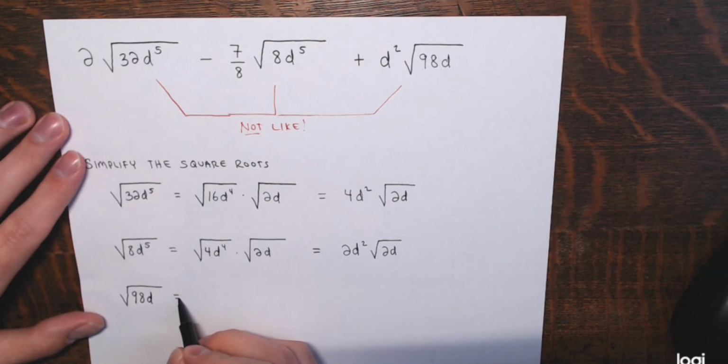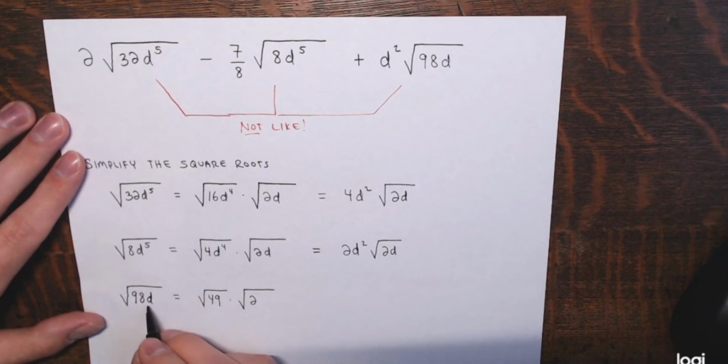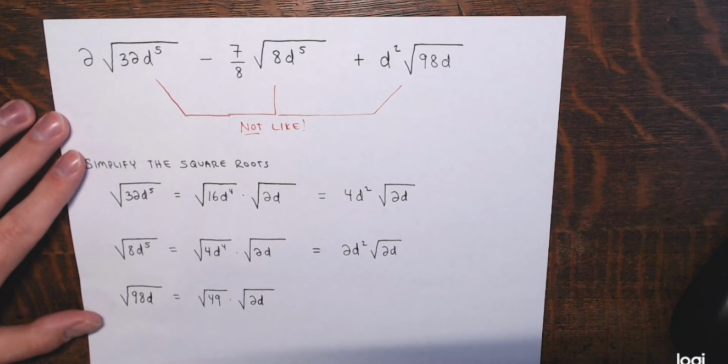Again, I'll break this up into a square root of a perfect square times a square root of a non-perfect square. 98 is 49 times 2, and 49 is a perfect square, right? 49 is 7 squared. And then d to the first is just d to the first. There's nothing to do with that. There's no perfect square factor of d. And then simplifying, the square root of 49 is 7. So we have 7 times the square root of 2d. And look at that, now all the square roots are like.